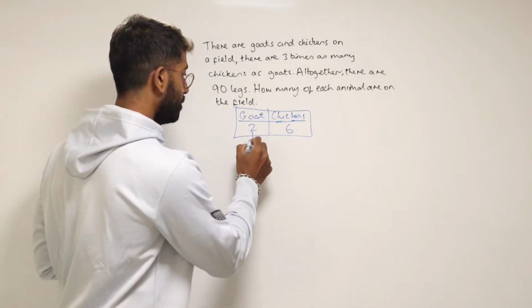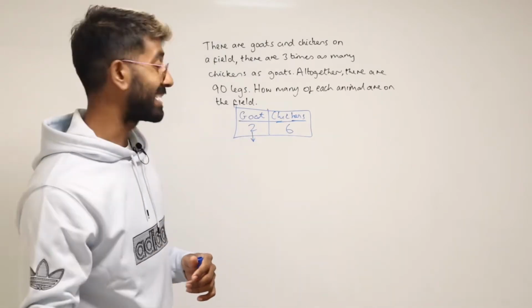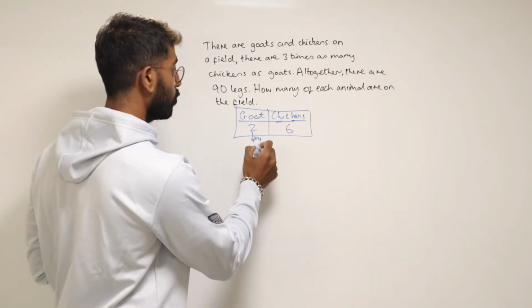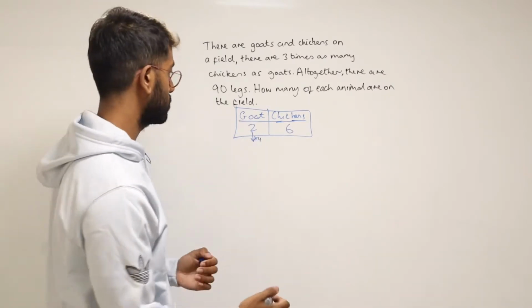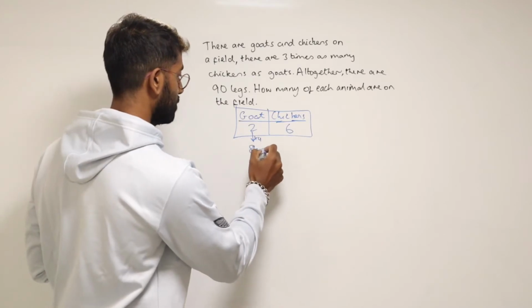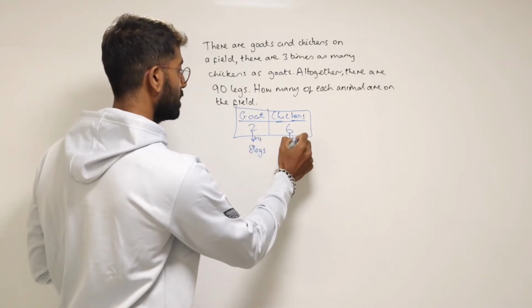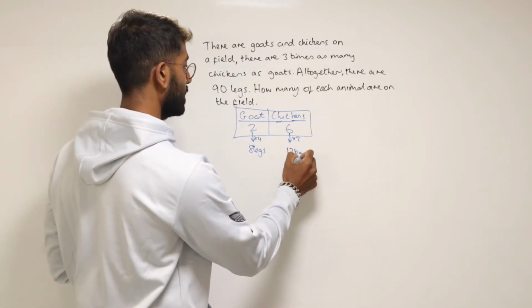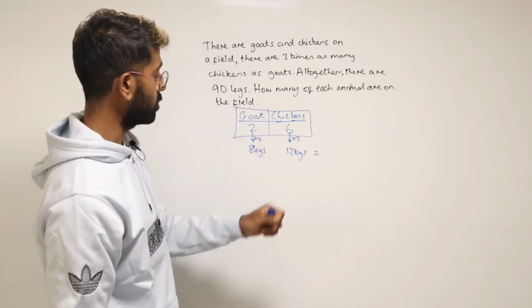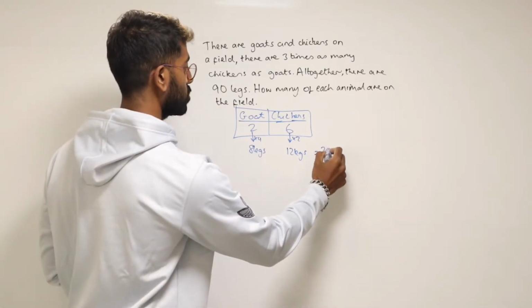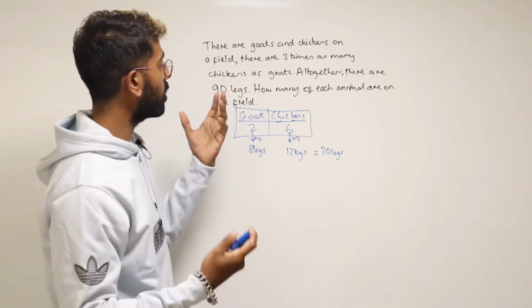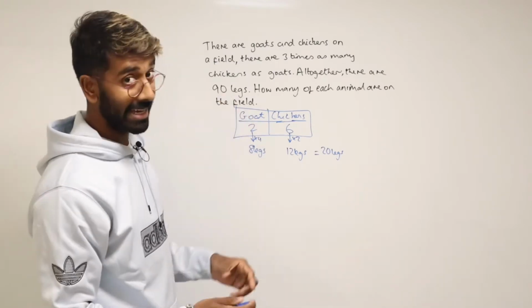Now we know that goats have 4 legs. So if there's 2 goats, I would need to multiply that by 4 to give me the number of legs. So there'll be 8 legs on the goats. Chickens have 2 legs, so I can times that by 2, which gives me 12 legs. In total, that's 20 legs, which is no good. It's far too small because we need 90 legs.